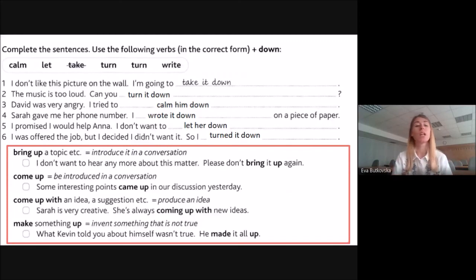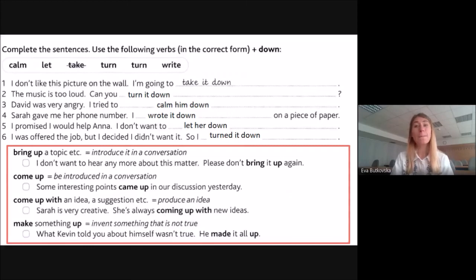Come up. To come up with an idea is to suggest or create an idea. Sarah is very creative. She's always coming up with new ideas. So if you create or produce an idea, you come up with something. Or we could say, she came up with a new advertisement.